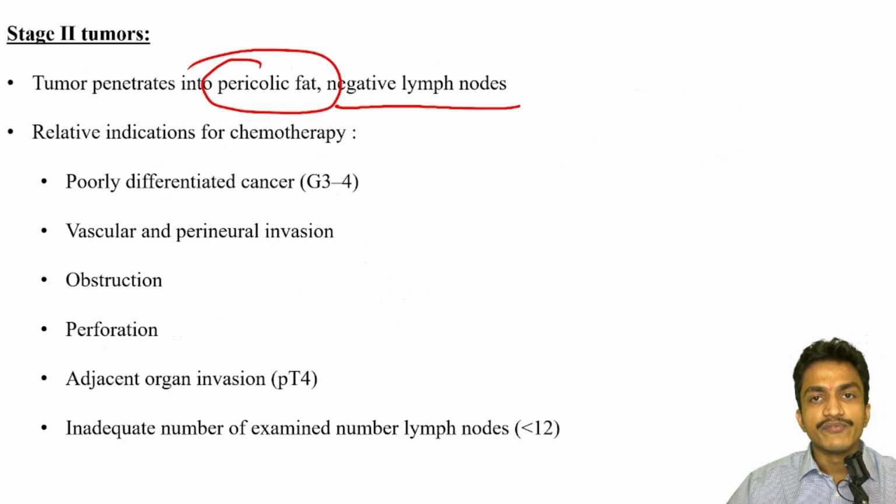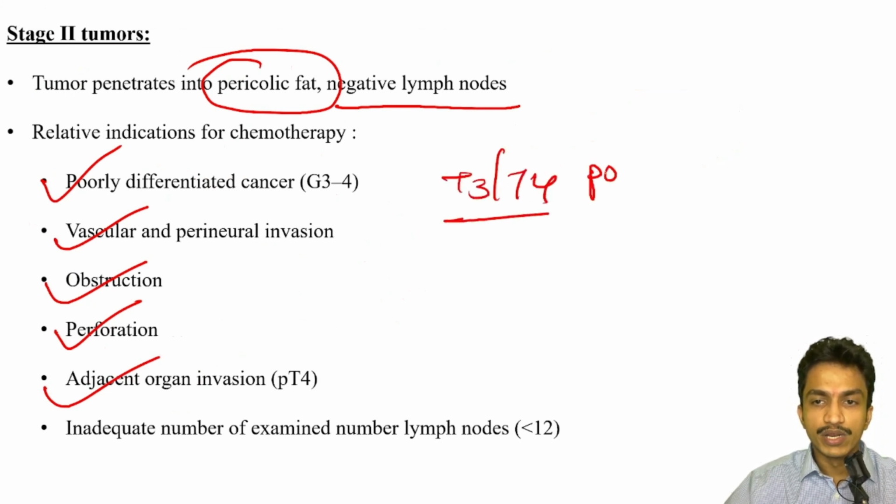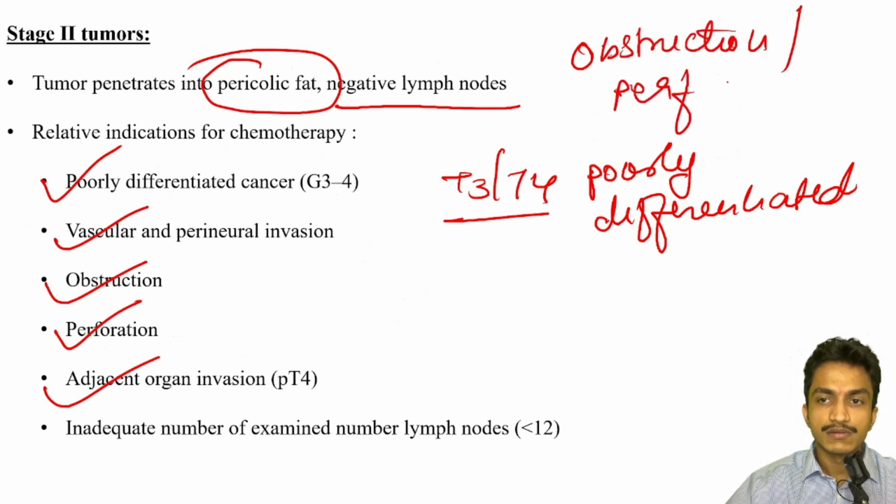In that case, we need to do chemotherapy, especially if it is poorly differentiated, there is vascular or perineural invasion, there is obstruction for which we have operated, or there is a perforated cancer. And if there is any adjacent organ invasion, that is T3 or T4 disease which is poorly differentiated, there is obstruction, perforation, lymphovascular invasion, perineural invasion, and the lymph nodes examined are less than 12.